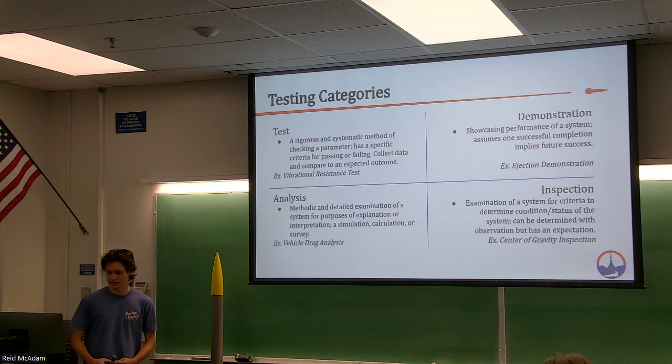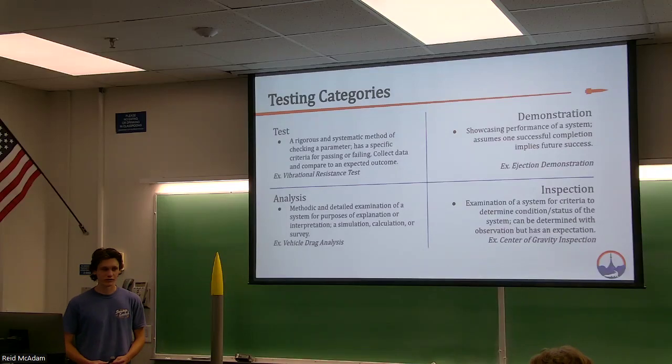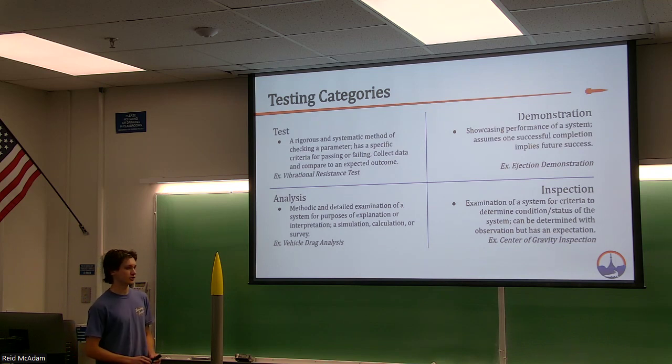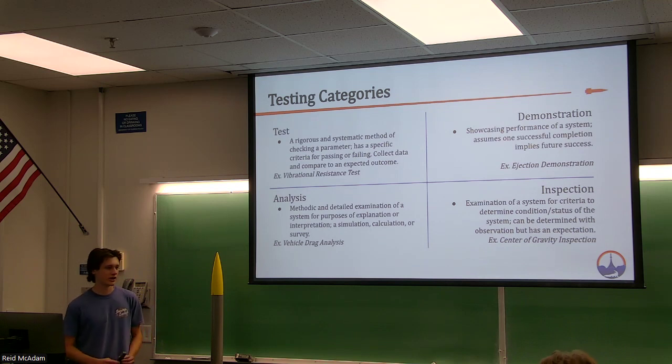Then you've got analysis. That's methodic and detailed examination of a system for purposes of explanation or interpretation. So the big things for those are a simulation or a calculation or a survey. So that could be something like computational fluid dynamics, CFD, or it could be finite element analysis, or FEA. Generally, this kind of stuff happens on a computer because it's basically just a lot of math. You do a lot of math and you see, okay, is it going to work or is it not going to work? And then you kind of go from there.